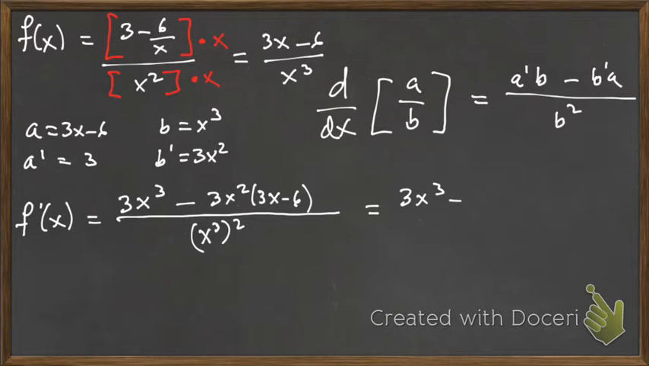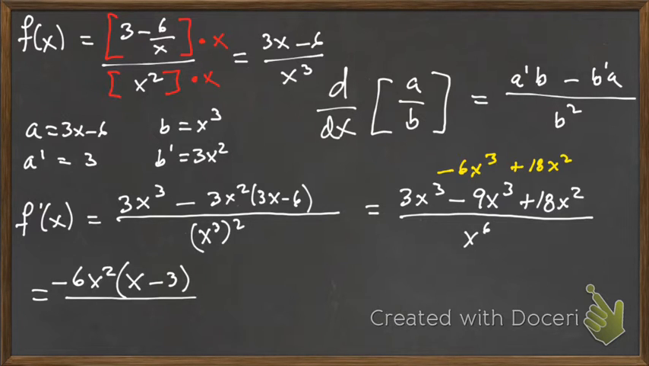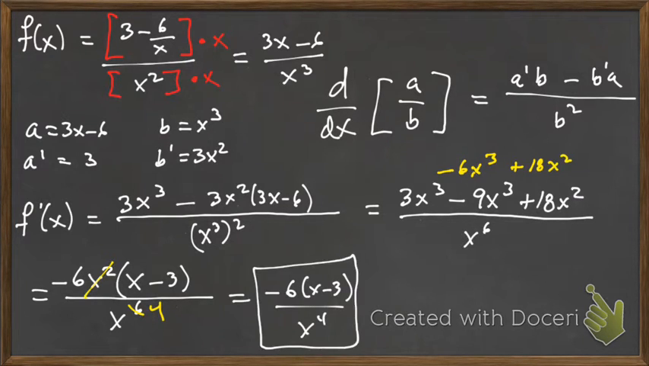So we got 3x cubed minus 9x cubed plus 18x squared all over x to the 6. Okay, this is going to make a minus 6x cubed and a plus 18x squared. So we're going to be able to factor out a 6. I'm going to factor out a negative 6 and an x squared. What that'll do is we'll be left with an x and then a minus 3 all over x to the 6th, and then we can go ahead and reduce this down to an x to the 4th in the denominator. So yeah, minus 6 x minus 3 all over x to the 4th, and that's about it.